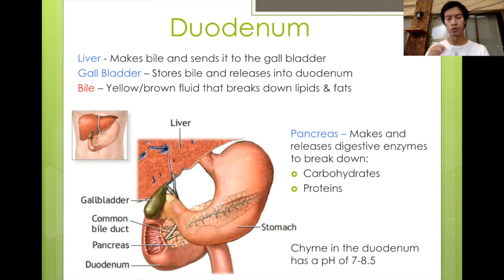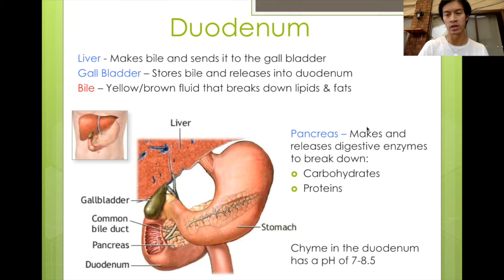And when food reaches the duodenum, there's a connection between the duodenum and the liver, and so the liver produces a chemical called bile, and it sends it to the gallbladder, and the gallbladder stores the bile and releases it into the duodenum. Now, bile is a yellow to brown fluid that breaks down your lipids and fats. It's like an emulsifier, kind of like soap. An emulsifier will break up fat molecules because it has one hydrophilic side and one hydrophobic side, and so it breaks up the fats and makes them into a water-soluble compound.